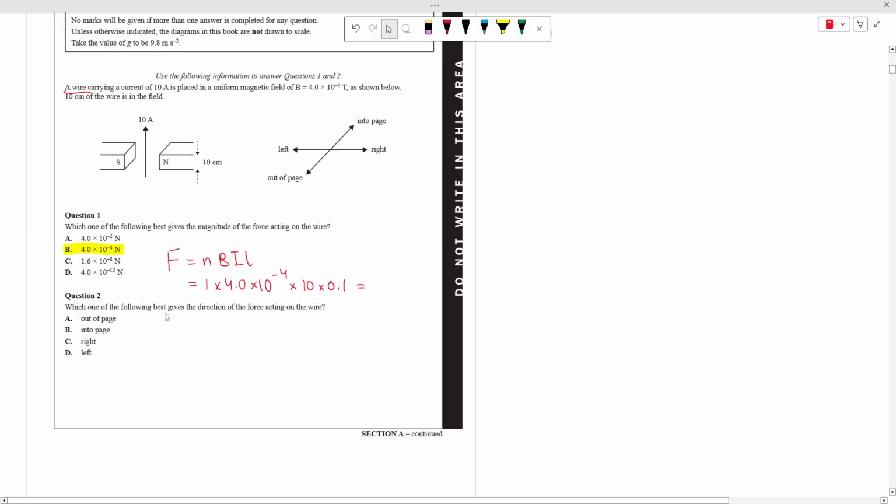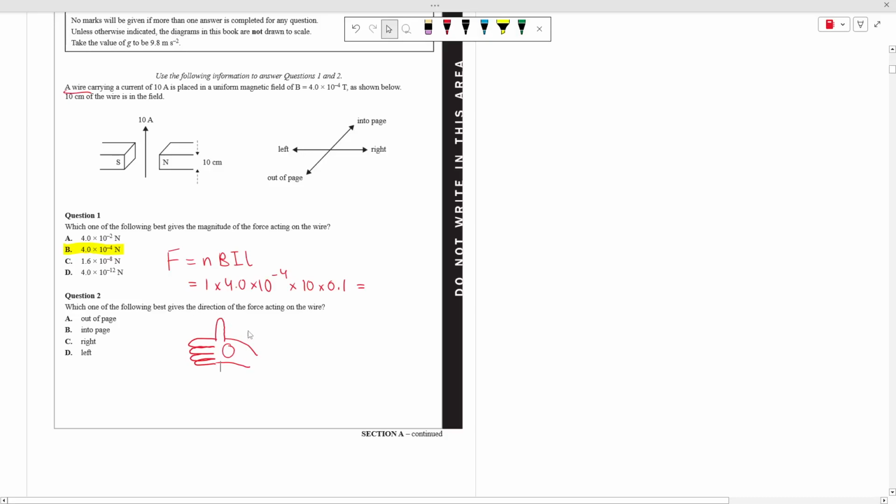Question 2, which one of the following best gives the direction of the force acting on the wire? So this is where we use our right hand slap rule. So I'll draw a crude picture of a hand just to make sure you know what you're doing. So right hand, my thumb would be on top like this, and my fingers would be like this. Okay, and then that's my palm. Okay, stupid drawing, I know, but gets the point across.